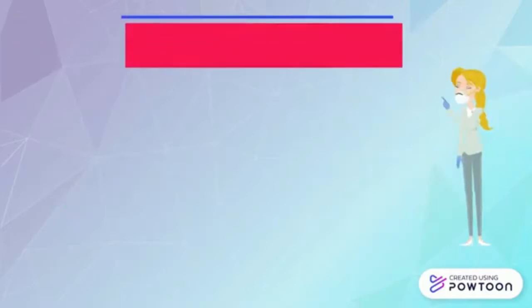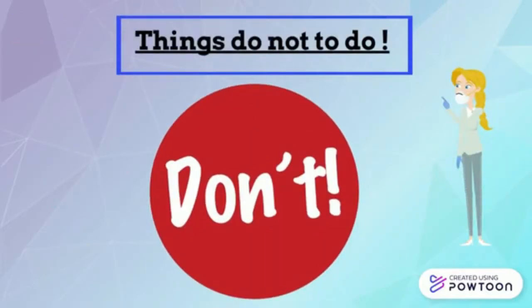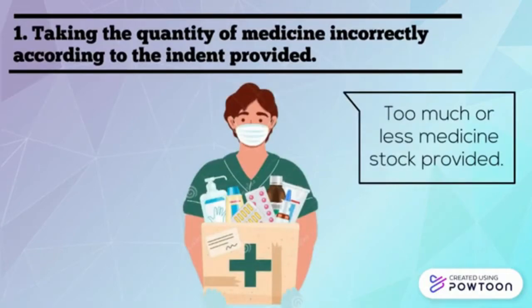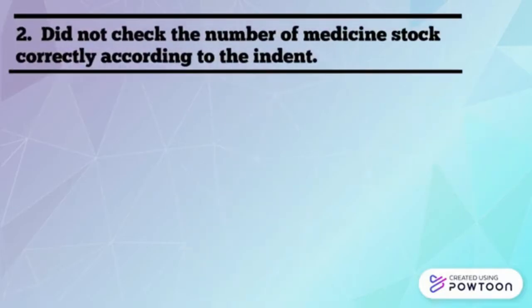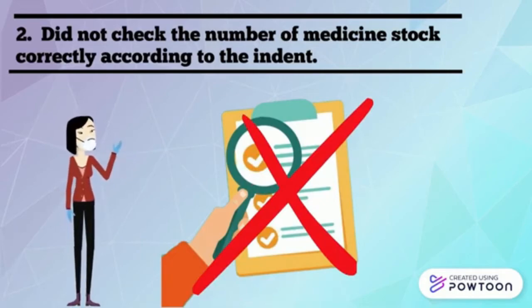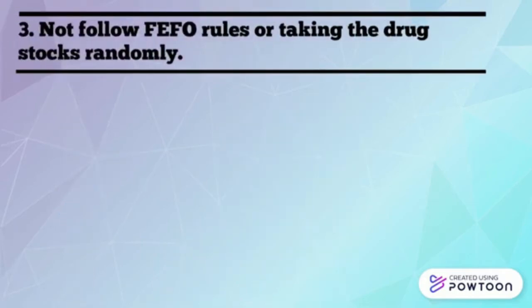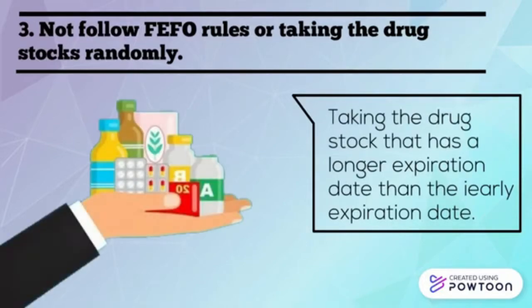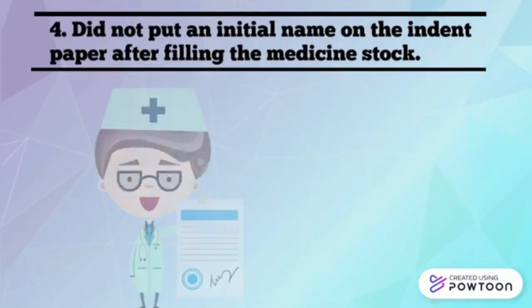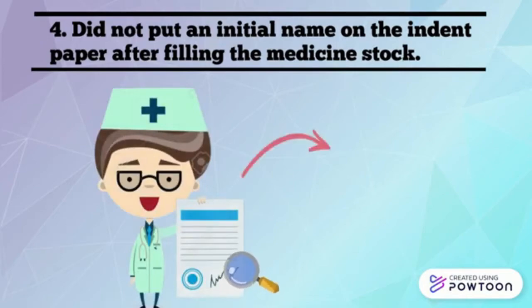Now, let's move to the things that should not be done. First, taking the quantity of the medicine incorrectly according to the indent provided. Second, not checking or counter-checking the number of the medicine stock correctly according to the indent. Third, not following the FEFO rules and taking the drug stock randomly. And fourth, not putting an initial name on the indent paper after filling the medicine stock.